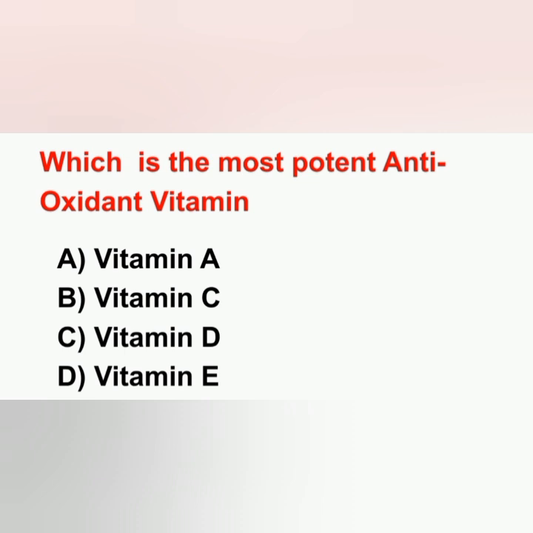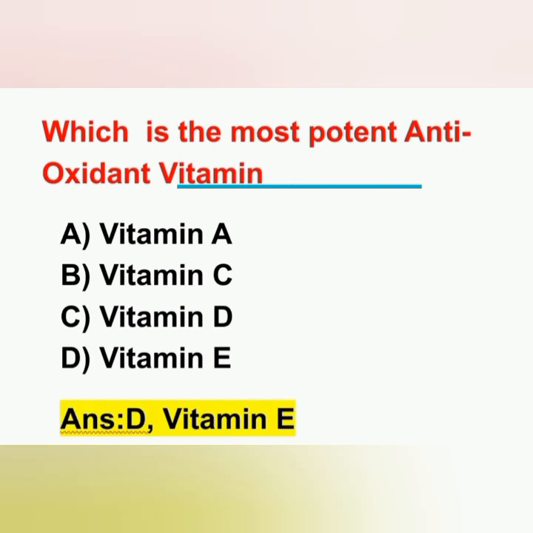Which is the most potent antioxidant vitamin? Options: Option A, vitamin A. Option B, vitamin C. Option C, vitamin D. And option D, vitamin E. The correct answer is option D, vitamin E. Vitamins A, C, E are all antioxidants, but for our question, the most potent antioxidant vitamin is vitamin E.